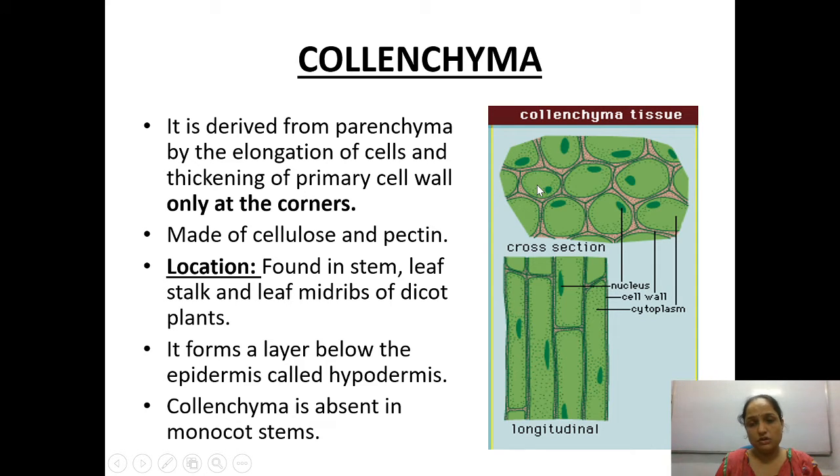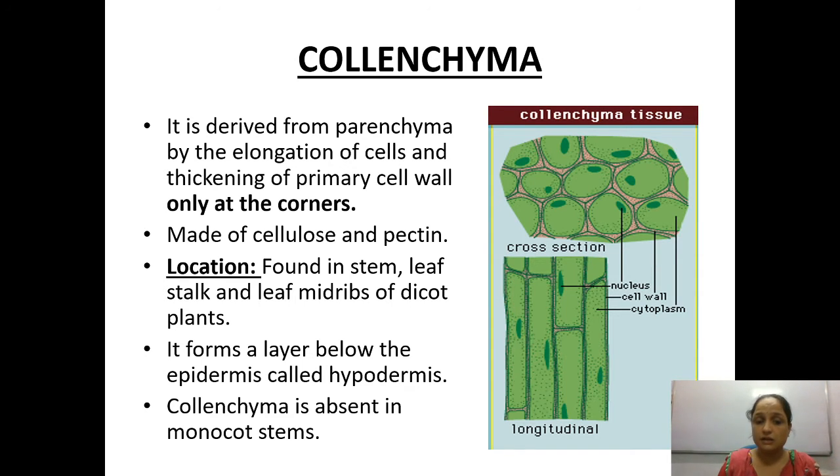Now we are going to talk about the location, meaning where it is found. It is found in stem and leaf stalk. Leaf stalk is basically the stalk of the leaf, the part which is attached with the stem. Suppose a leaf is attached to the stem or the branch, then the attachment between the leaf blade and the stem is known as the stalk.